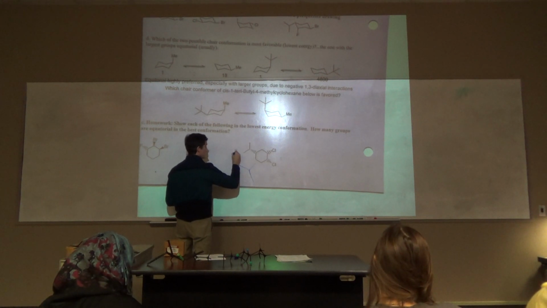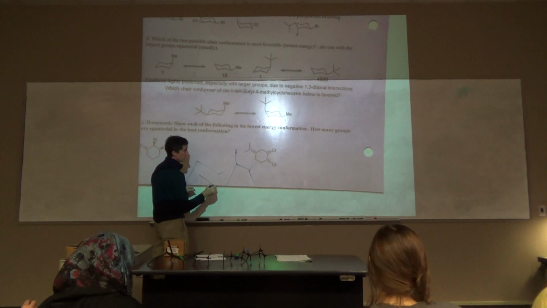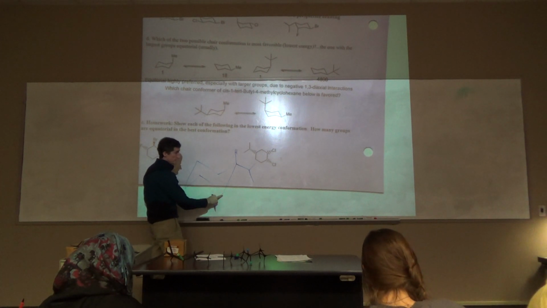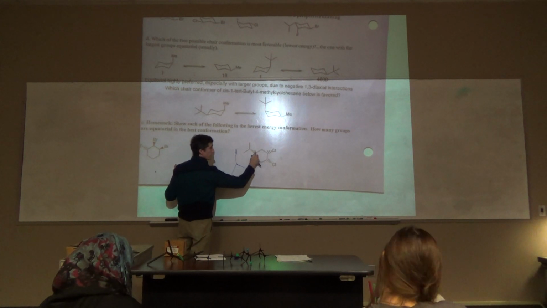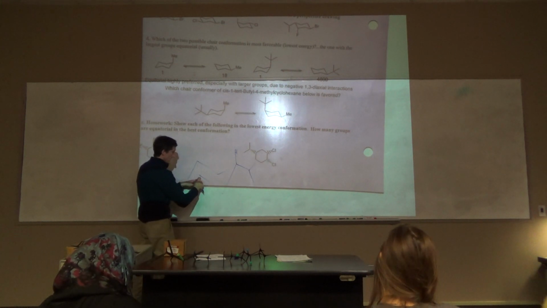Isopropyl equatorial. Next, chlorine. We put a chlorine here? No. The next chlorine is 3 away. If that's 1, 2, 3. 1, 2, 3. Do I draw it axial or equatorial?